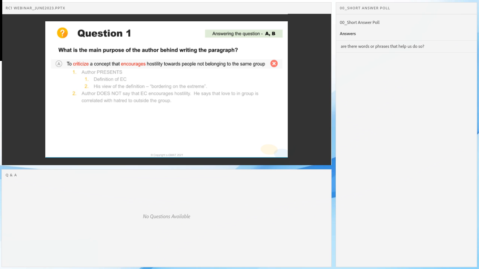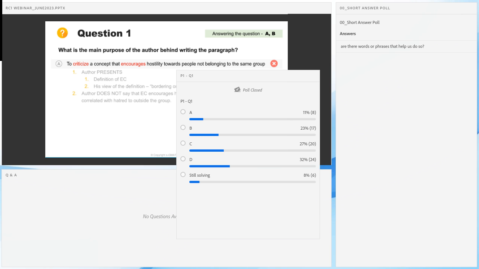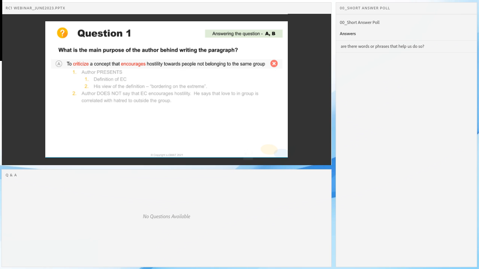And you'd see this pan out. Very few people chose choice A, but choices B, C, and D are really popular. Choice A says to criticize a concept that encourages hostility towards people not belonging to the same group. First of all, the author doesn't say EC is bad. The second thing is we don't know. There's nothing over here that says that EC encourages hostility, which means that it's not like a drug that you take and then that makes people more hostile. No, it's not like that. Because of both these things, choice A is wrong. People who chose choice A, is that clear to you why choice A is wrong?